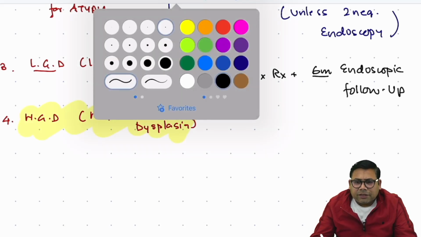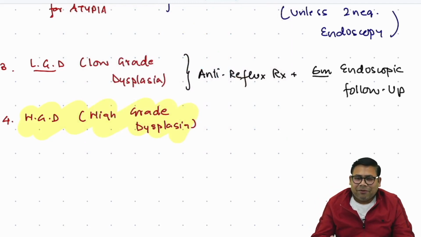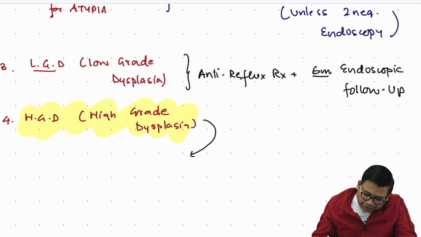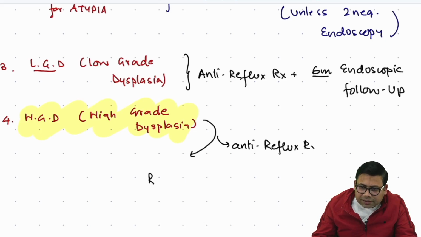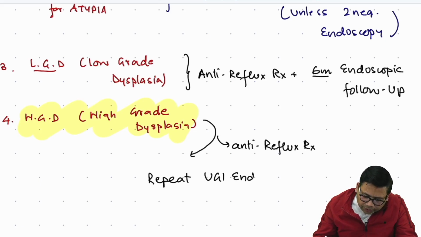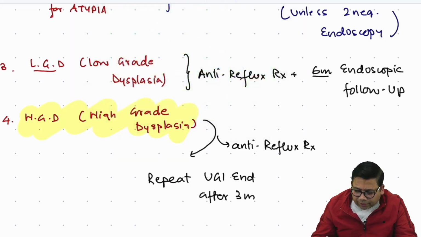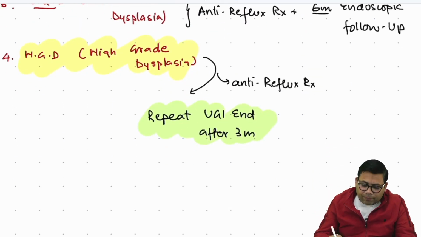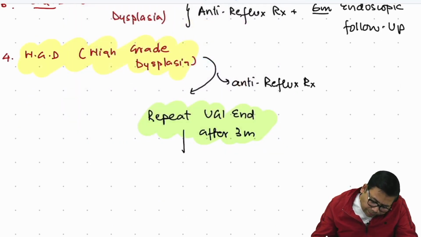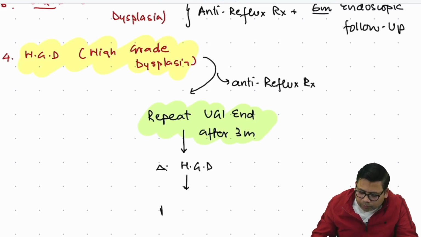Now when you talk about high grade dysplasia, before you confer it a high grade dysplasia, one very important thing that you need to understand is that repeat. So you have to start with anti-reflux therapy. So anti-reflux therapy is the first line management, and repeat upper GI endoscopy after 3 months. Now this is very important in decision making. So after 3 months you will repeat upper GI endoscopy, and if the diagnosis is still high grade dysplasia, now you need to plan intervention.